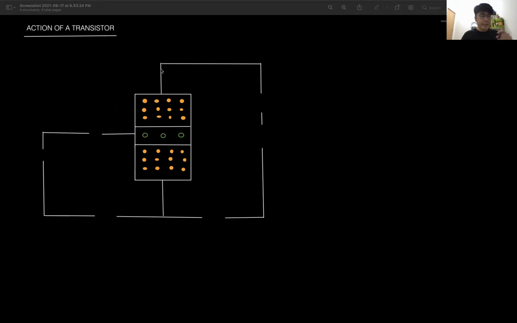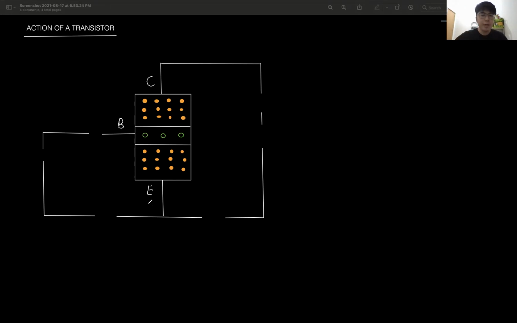Okay, now next we look at the action of a transistor. How does a transistor really work? Okay, so let's say we have an example of a circuit here. I connect two circuits. Remember, we got three terminals, right? This is the collector. Here is the base. And let's say this is the emitter. How do I know this is the emitter?